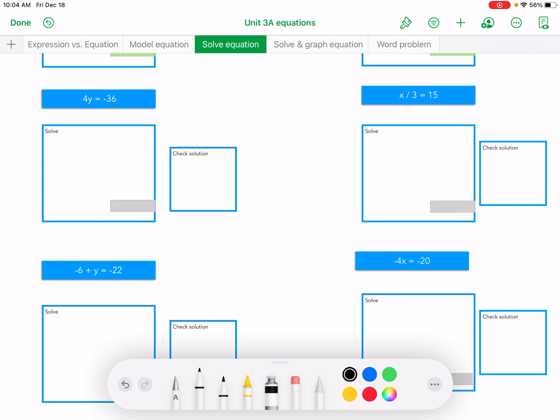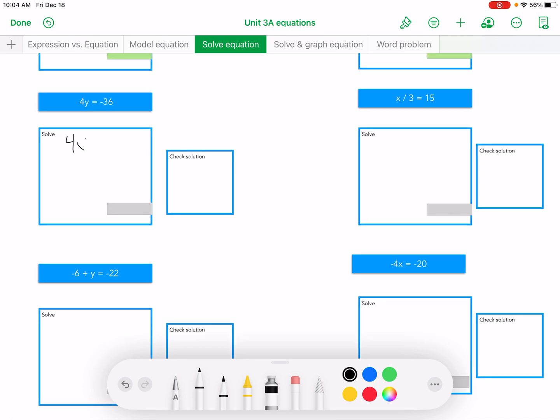4y equals negative 36. Draw your line. When you have a number next to a variable, that means to multiply. When in doubt, multiply out. The inverse of multiply is divide. We're going to divide by a positive 4 on both sides of the equation. 4 divided by 4 gives you 1y. Negative 36 divided by 4 is 9, and a negative divided by a positive is a negative.